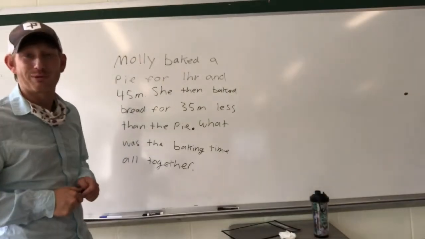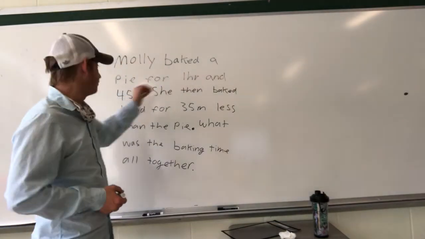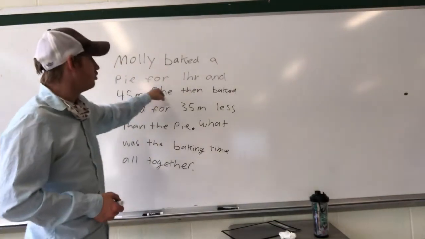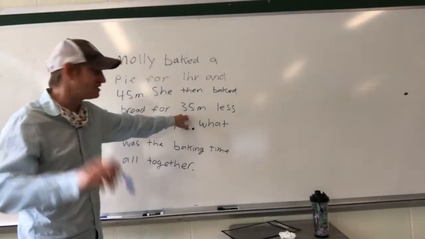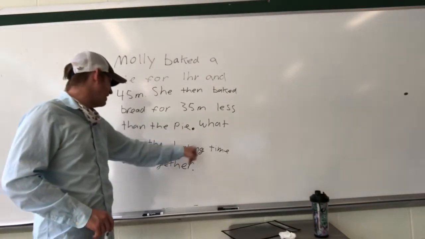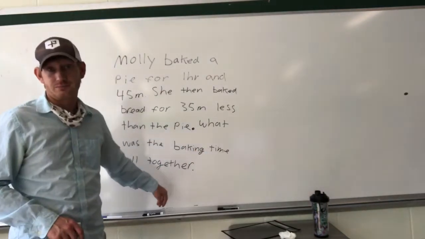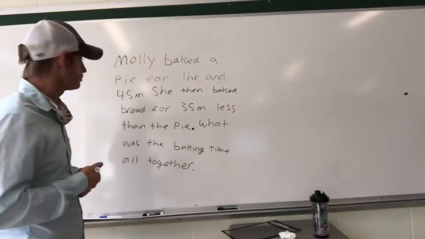So our first problem says, Molly baked a pie for 1 hour and 45 minutes. She then baked bread for 35 minutes less than the pie. What was the baking time altogether? So, let's first circle and underline the important parts.